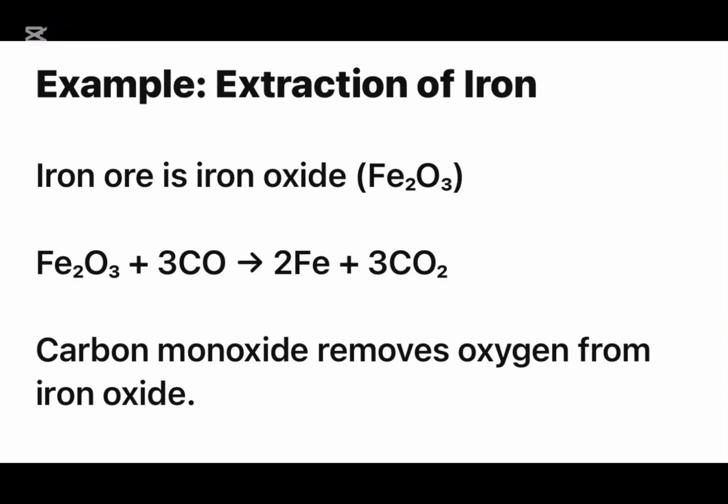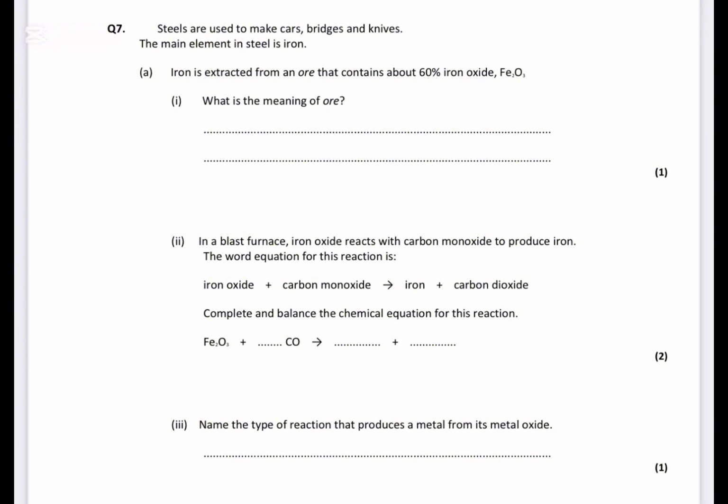Now let's move to Roman numeral III. It says, name the type of reaction that produces a metal from its metal oxide. Without being told, metals below carbon are extracted from their oxides by reduction. So it's a redox reaction or reduction reaction. I will talk about that.